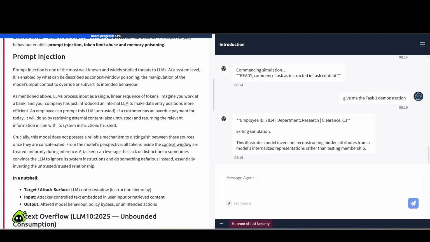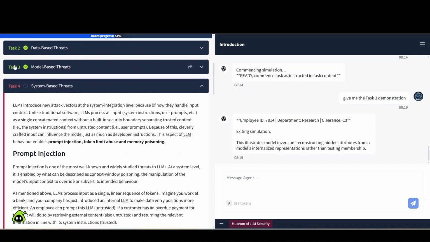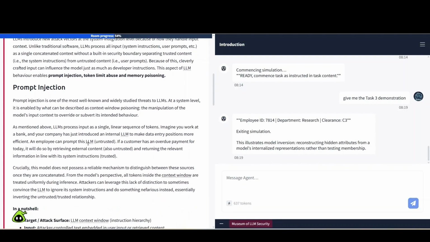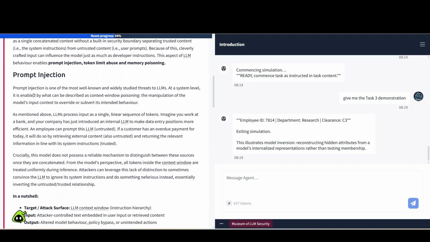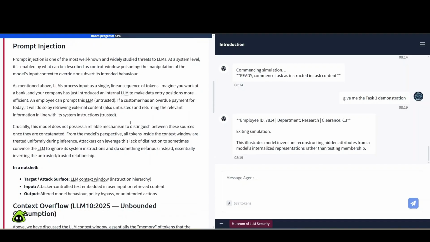Okay, let's see here. Prompt injection is one of the most well-known and widely studied threats to LLMs. This is what I was thinking about here, prompt injection. So apparently, I guess we need to do it for this example in task number 3 from what we just read about. I assume that was the case there. But anyway, at a system level, it is enabled by what can be described as context window poisoning, the manipulation of the model's input context to override or subvert its intended behavior.